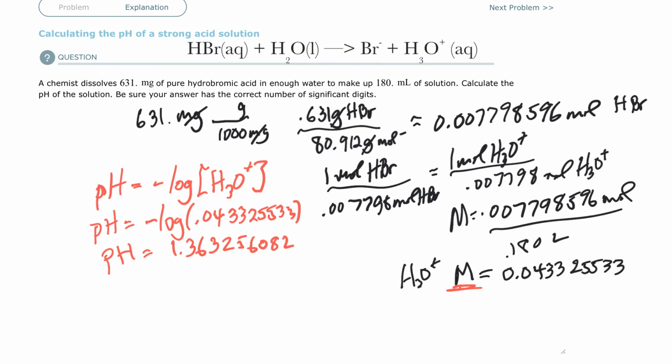So you remember something a little weird you have to remember in pH. The significant digits have to be the digits after the decimal point on a pH. So if I have 3 significant digits here and 3 significant digits here, I have to have 3 places past the decimal. So this is going to give me pH equals 1.363. And that's the pH if you put 631 milligrams of hydrobromic acid in 180 mL of solution. You can find the pH of anything. So, pretty good problem, I think.